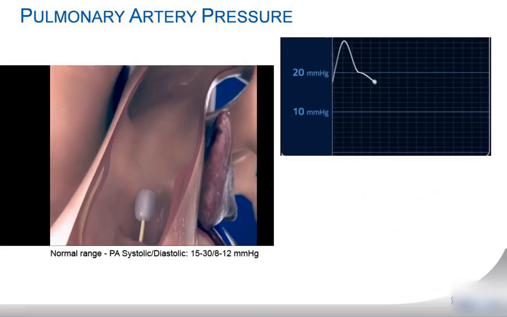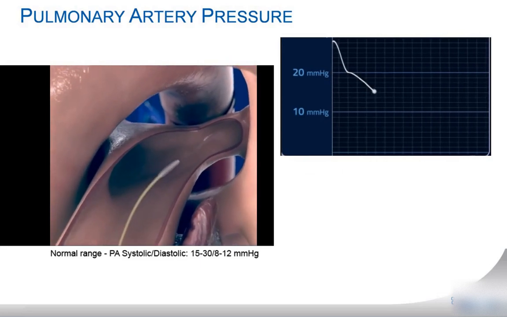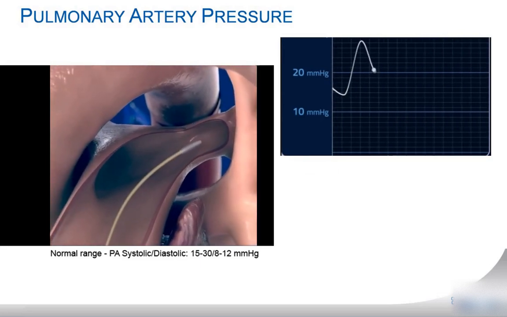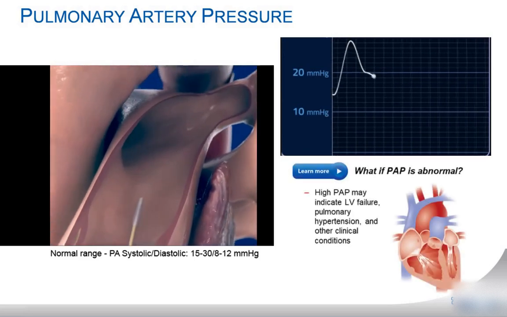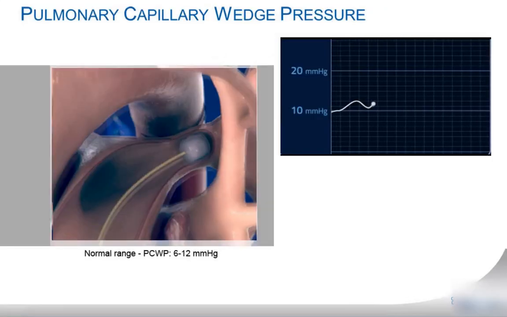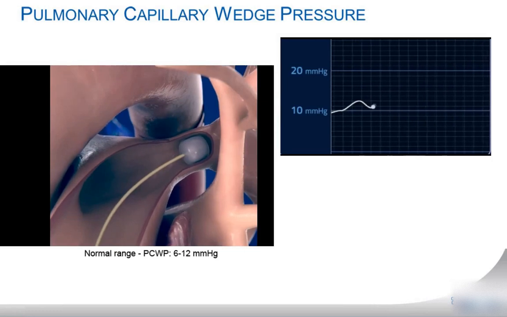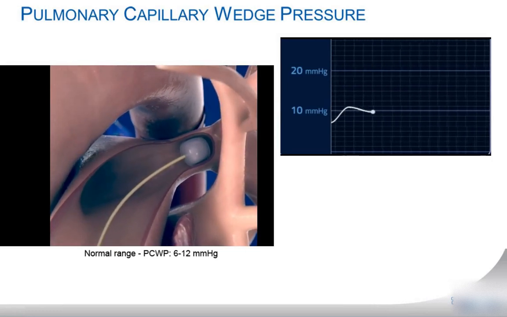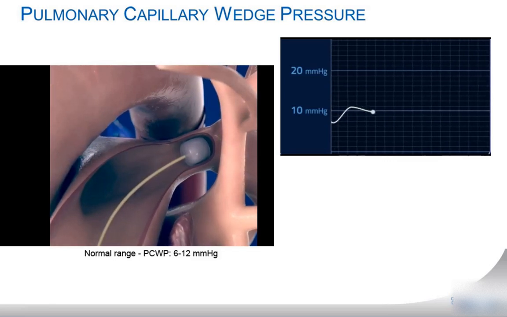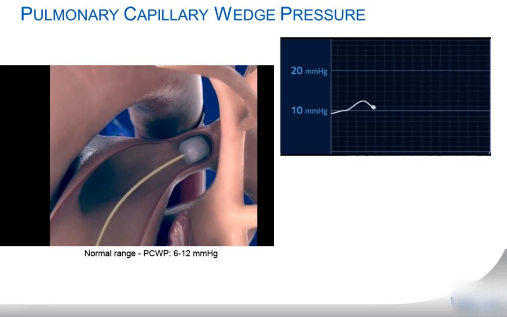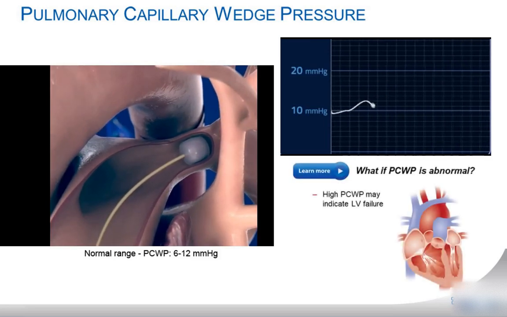The pulmonary artery pressure is the pressure supplying blood flow to the lungs. The waveform resembles an aortic waveform, however with lower pressure. The pulmonary capillary wedge pressure, or wedge, is an indirect measurement of both the left atrial pressure and left ventricular preload in the absence of mitral valve disease. The wedge pressure should equal LVEDP in a patient without mitral stenosis or regurgitation.